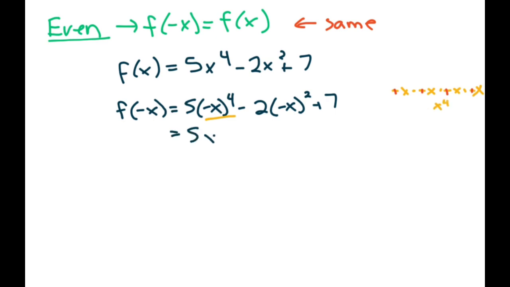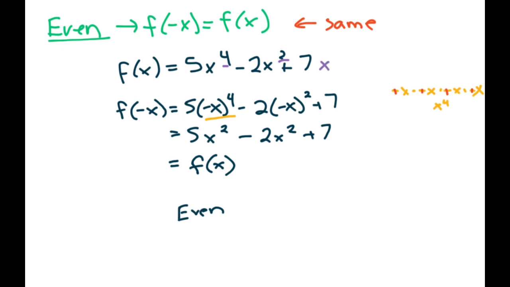So this is just 5x to the 4th. Same thing when it's an even exponent of 2. So 2x squared, the negative goes away. And the plus 7. This is the exact same thing that we started with, which makes the function even. Another way you could check is that all has even exponents. Ms. Cooper, what about the 7? Well, this is technically x to the 0 power because there's no x there. So all of these have even exponents.